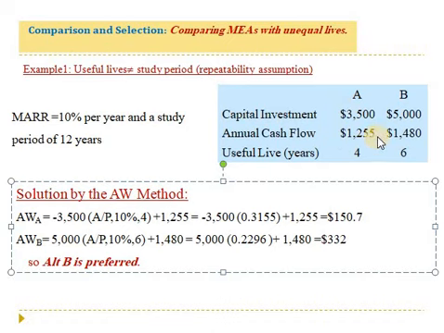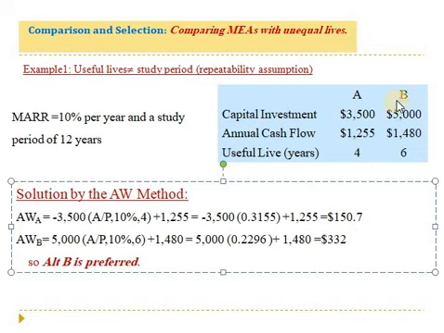Here I have this value. It is already an annuity. What's left is the initial investment. So this is P. Can't I say A equals P into A knowing P, I, N? What is N? It's going to be 4. So if you look here, the annual worth of A is minus 3,500 into A knowing P, I, 4, plus 1,255, which is already an annuity. So I add it as it is without multiplying anything. So you'll get the annual worth.